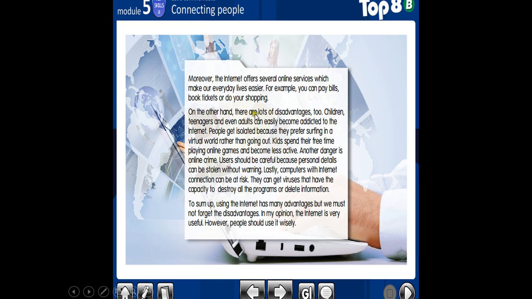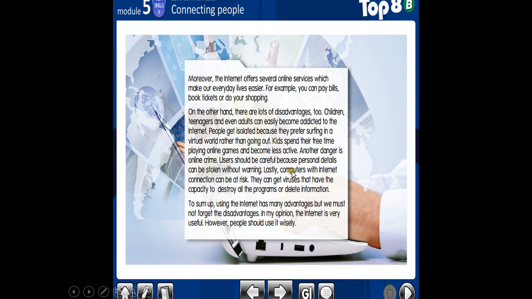On the other hand, there are lots of disadvantages too. Children, teenagers, and even adults can easily become addicted to the internet. People get isolated because they prefer surfing in a virtual world rather than going out. Kids spend their free time playing online games and become less active. Another danger is online crime. Users should be careful because personal details can be stolen without warning.